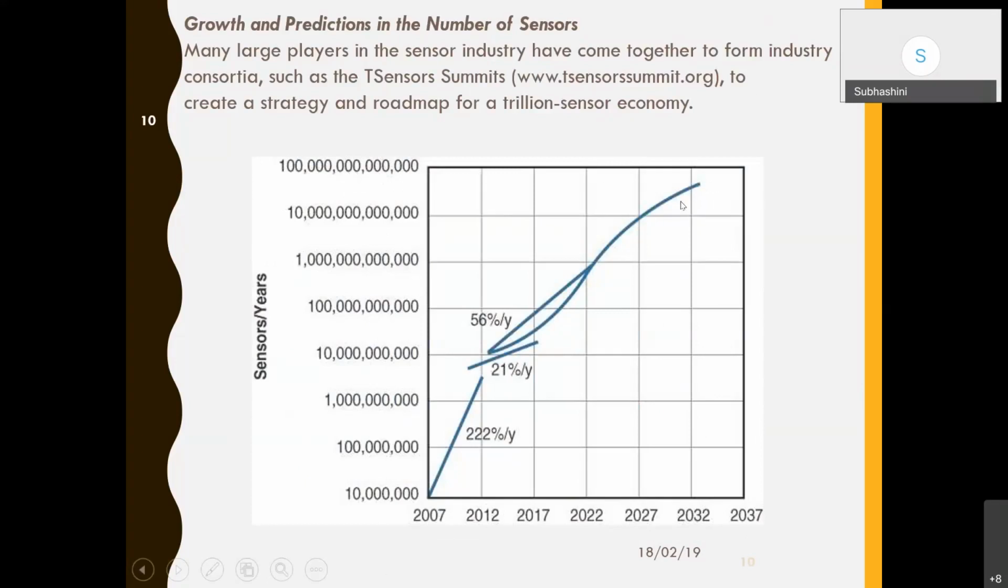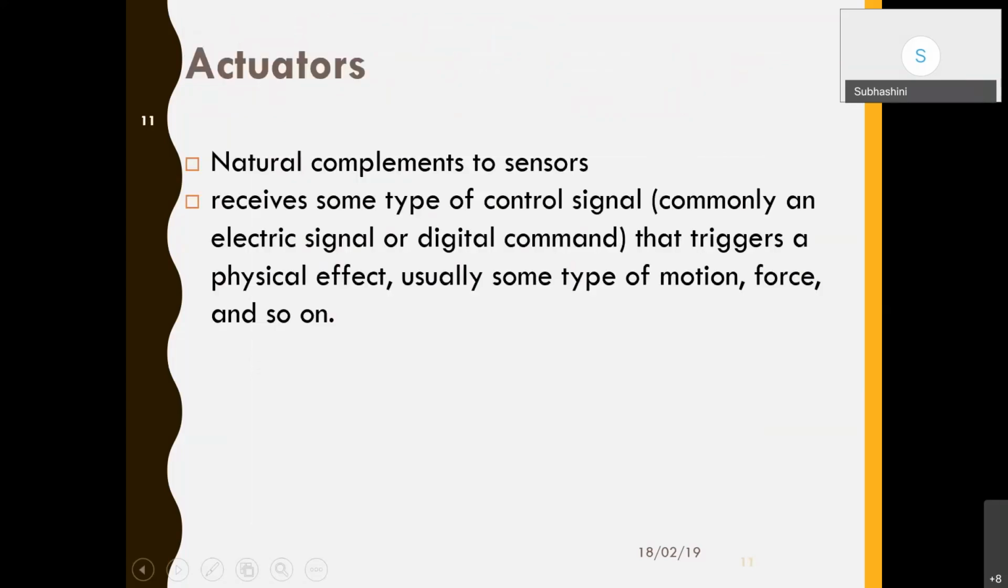You can see the growth rate of sensors is definitely drastically increasing. We are somewhere over here, and definitely in further years, it will grow. This is the rate treated by the IoT sensor summits. They have given the survey chart. Sensors will definitely be in use in the further years.